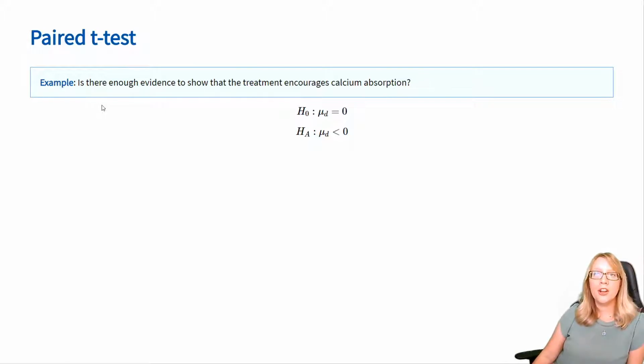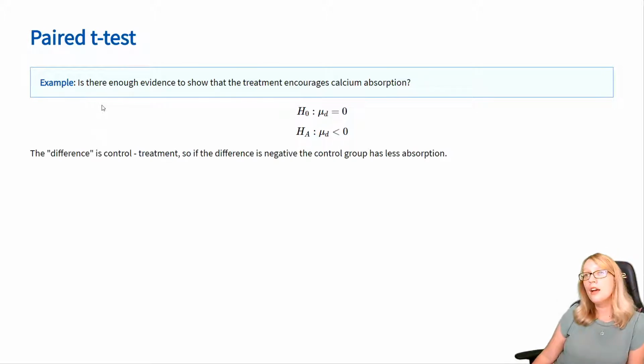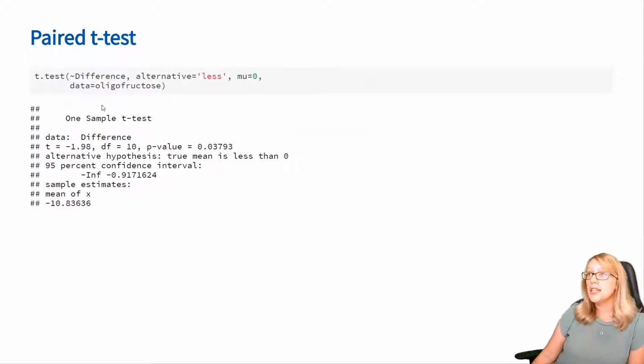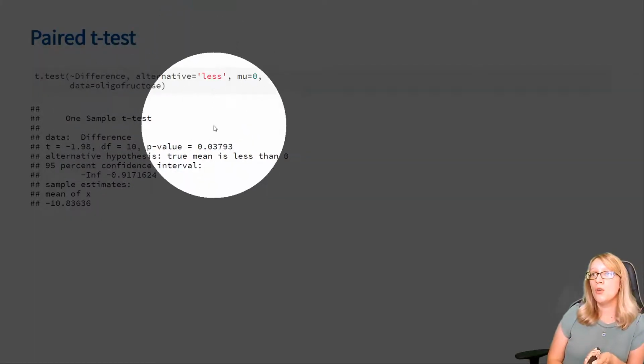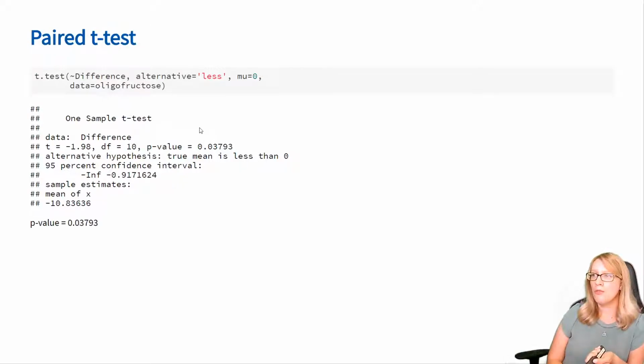Well, if it encourages calcium absorption, we calculated our difference as control minus treatment. So if treatment has higher absorption, the difference should be negative. So that's where the less than hypothesis comes from. We'll use t.test here. Our variable is difference. The alternative is less. Our hypothesized mean difference mu is 0. Our p-value is 0.037, so about 0.04.